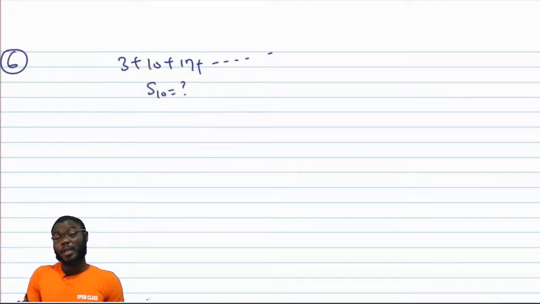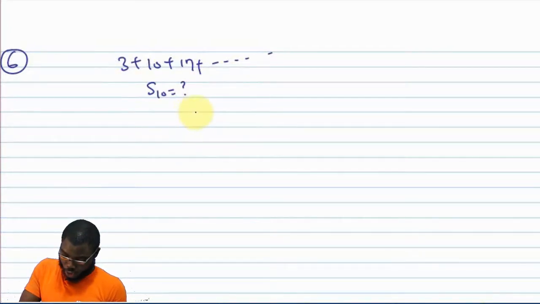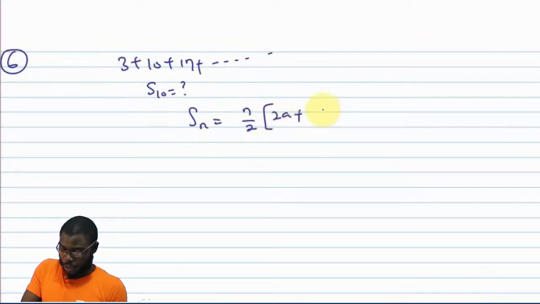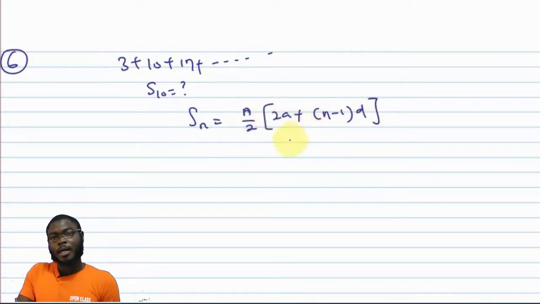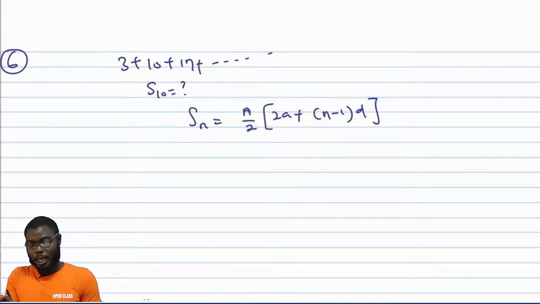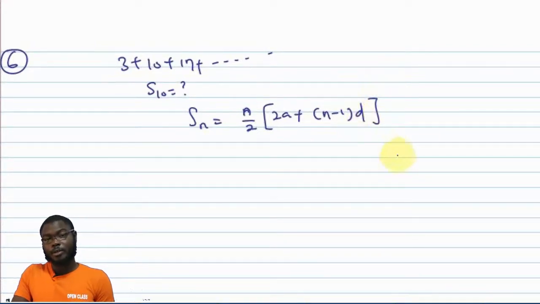So remember that under arithmetic progression, the sum of the nth term is equal to n over 2 bracket 2a plus n minus 1 times d, where n is the number of terms, a is the first term, and d, let me write this well so you don't mix it up, is the common difference.